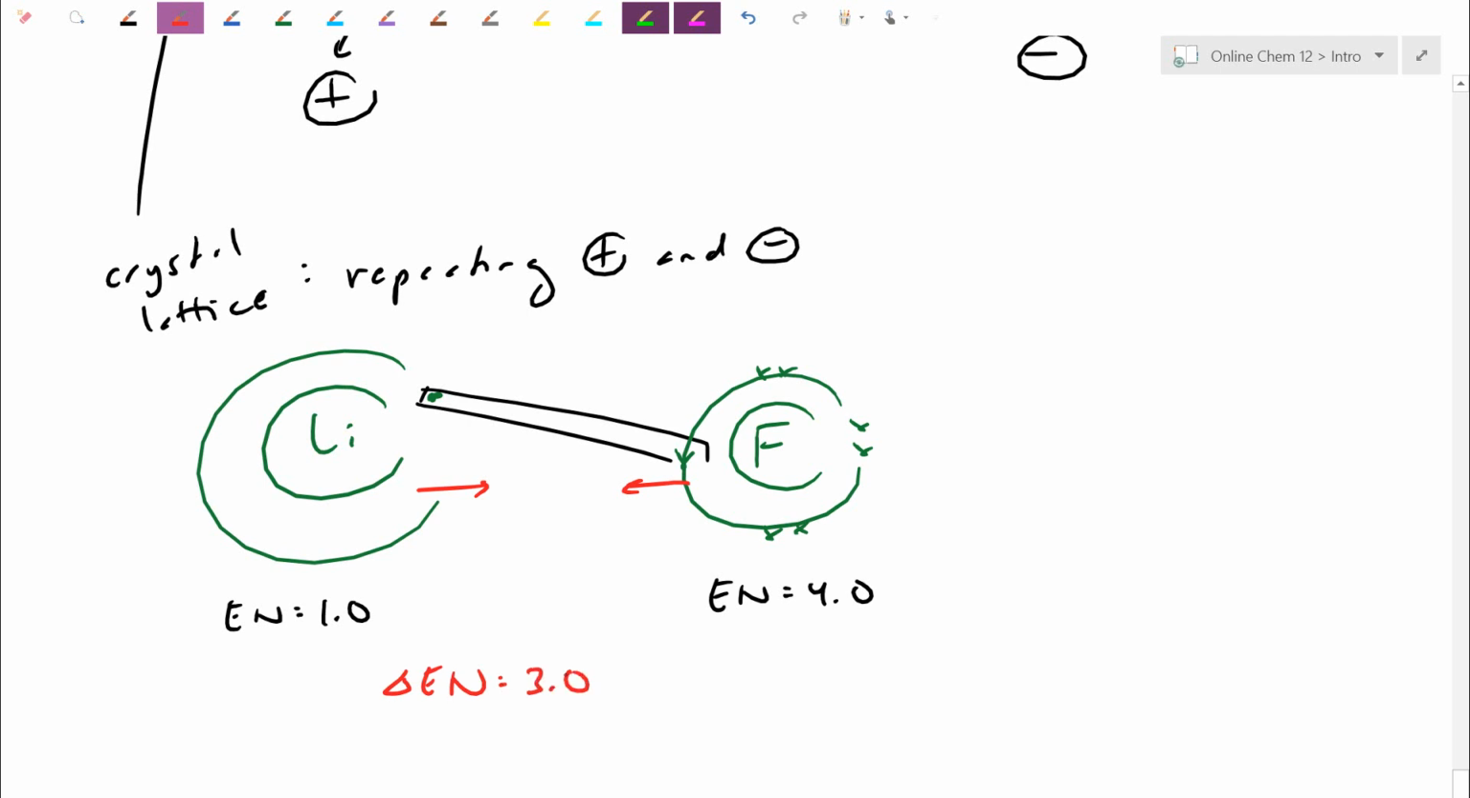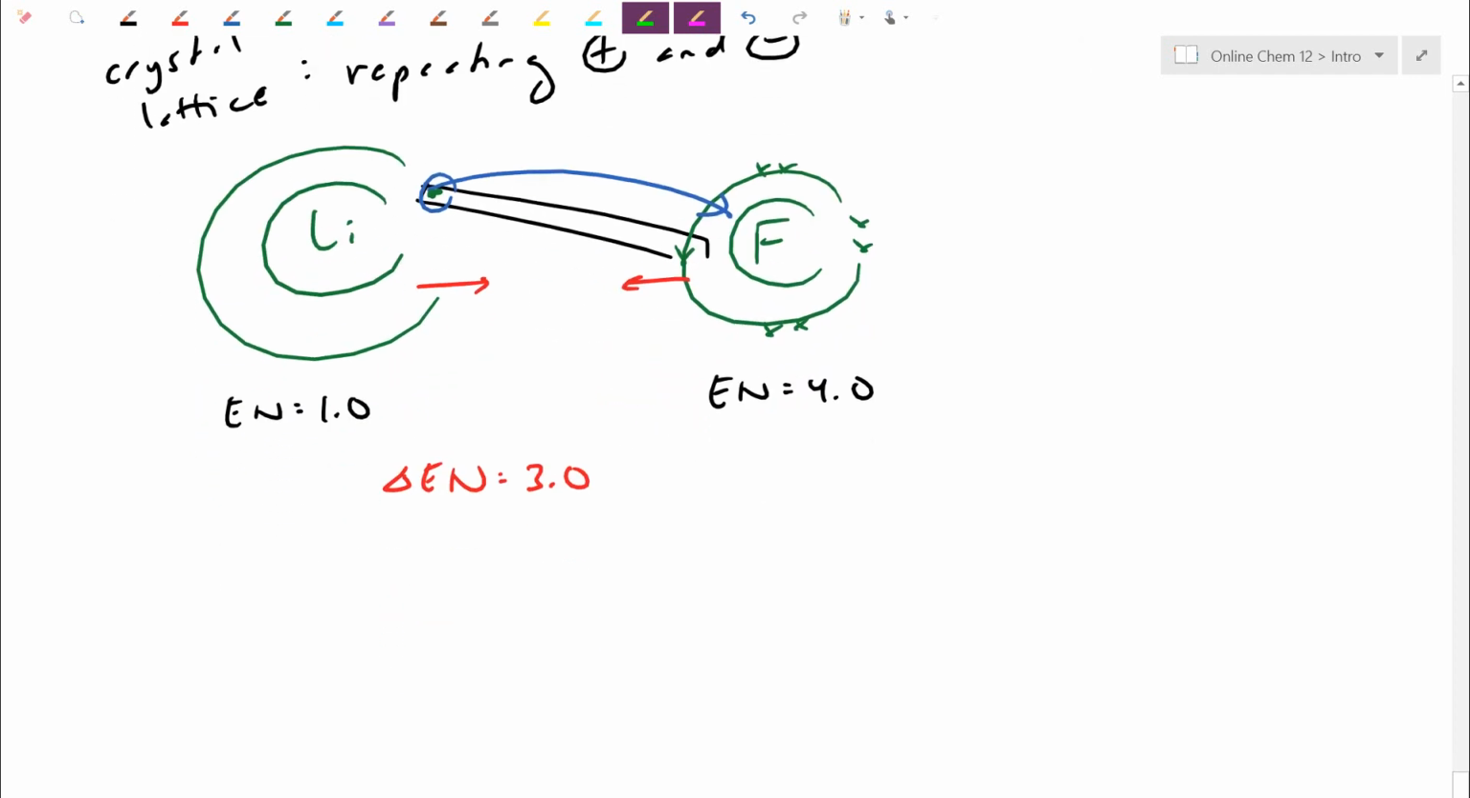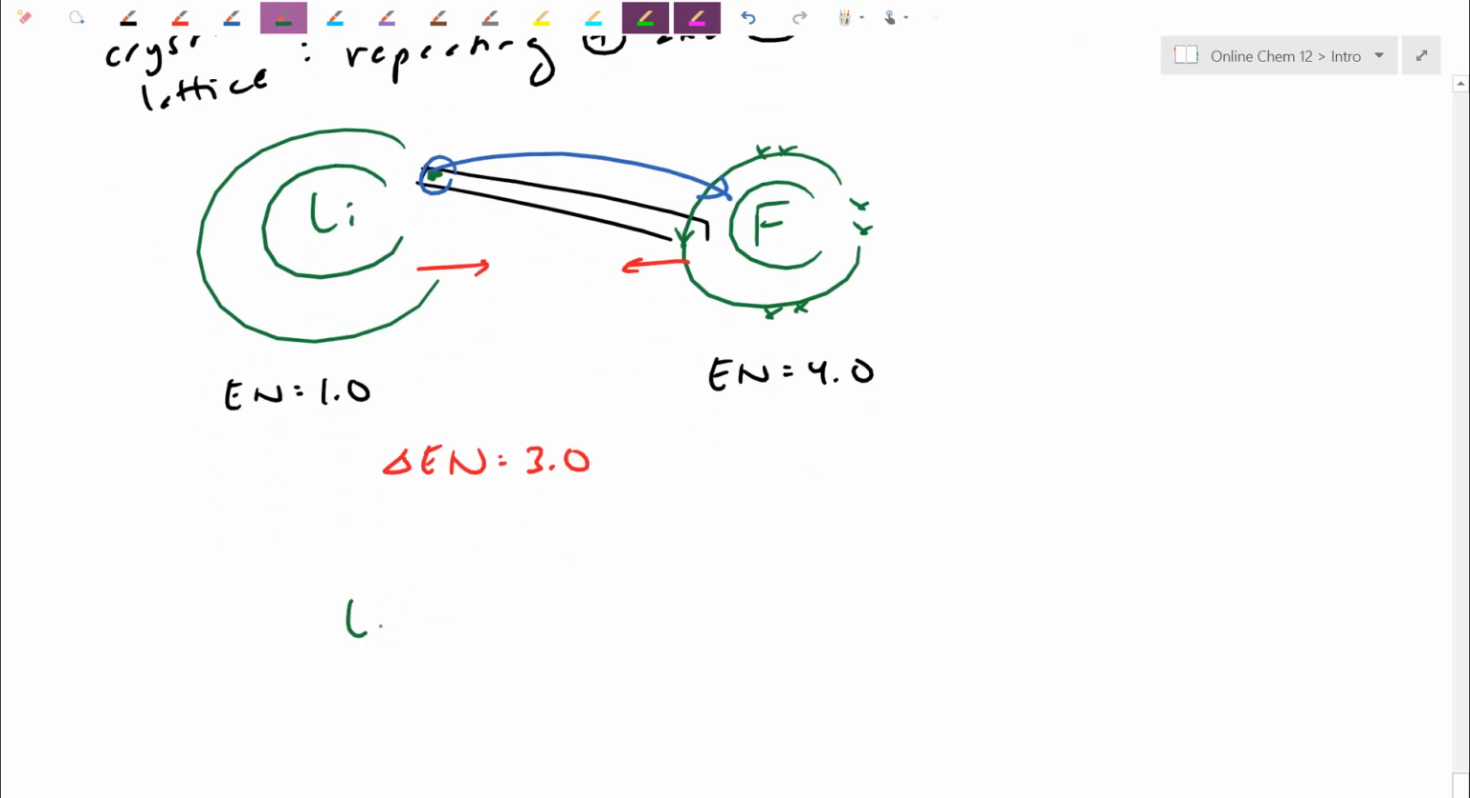The fluorine is pulling way harder than lithium, and usually we threw around a number like 1.7, 1.8. When the tug of war gets to be more uneven than, let's say, 1.8, the fluorine is actually going to pull the electron completely over. We end up getting lithium, which has a positive charge, and then we have fluorine stealing lithium's electrons. Fluorine acquires a full negative charge.